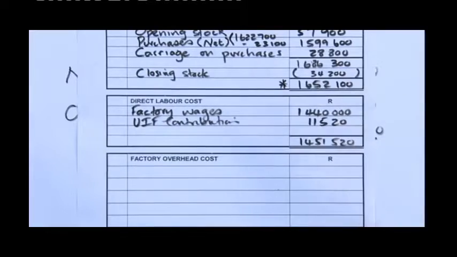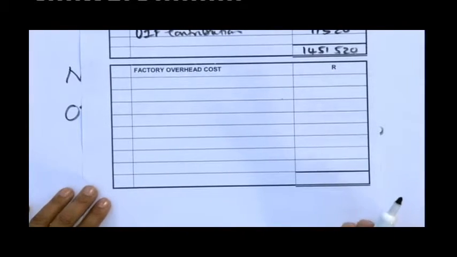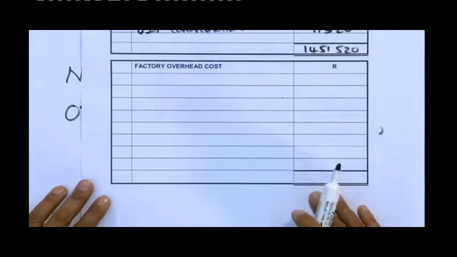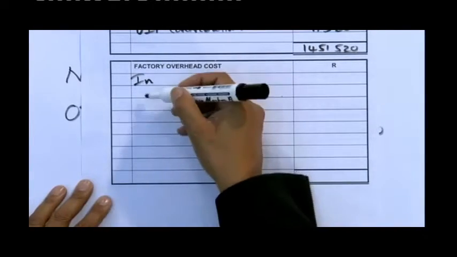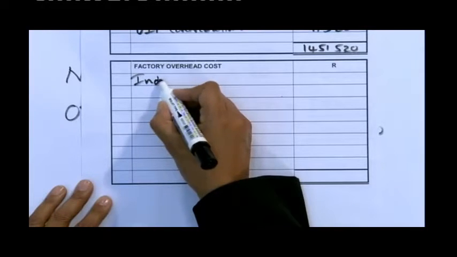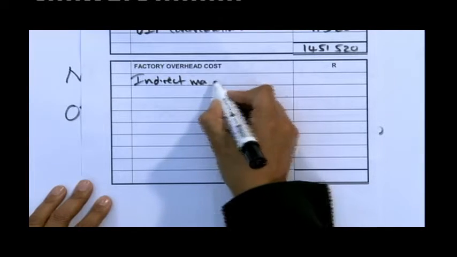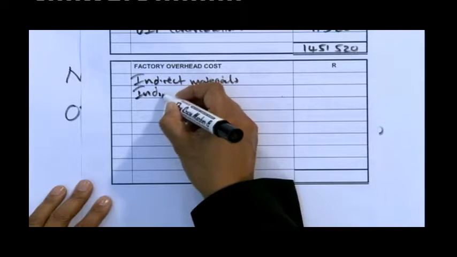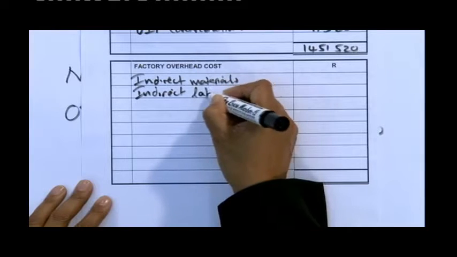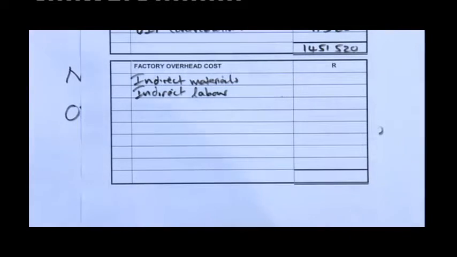So we'll put that on the production cost statement later. Now, factory overhead costs. I need to emphasize again that here we start out with indirect materials. Always put the layout down. Indirect materials. And let's put in indirect labor. And then we're going to pick off the question what other information there is.